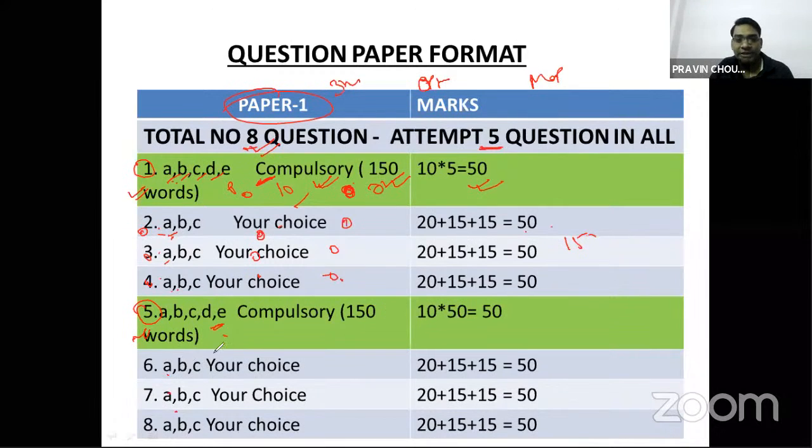In question number 6, maybe one question will be from physical geography and 2 from human geography, or maybe all 3 questions from human geography. This depends on your choice, whether you are comfortable with the question or not, and comfortable writing one answer from each section. So this type of question paper will come.